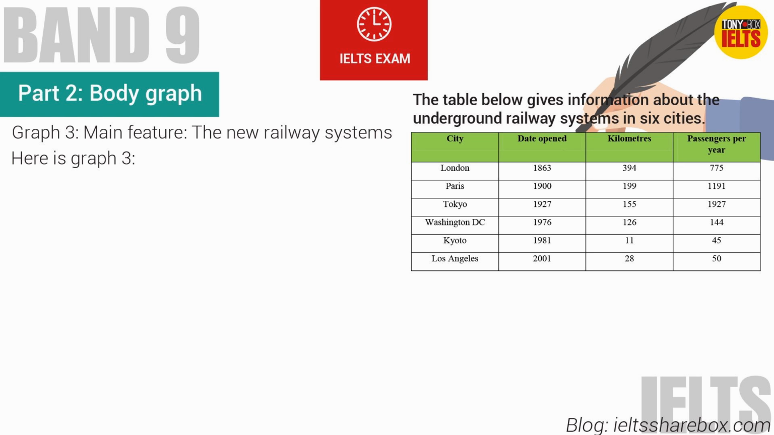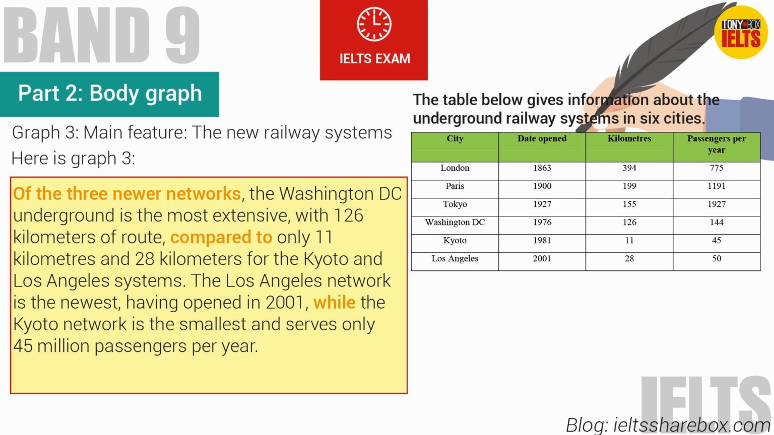Here is graph 3. Of the 3 newer networks, the Washington, D.C. Underground is the most extensive, with 126 kilometers of route, compared to only 11 kilometers and 28 kilometers for the Kyoto and Los Angeles systems. The Los Angeles network is the newest, having opened in 2001, while the Kyoto network is the smallest and serves only 45 million passengers per year.